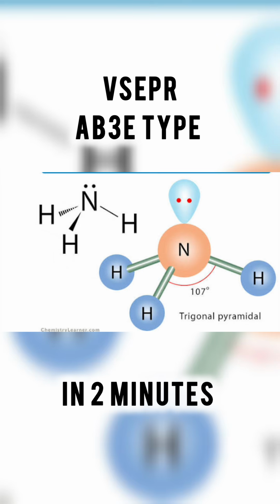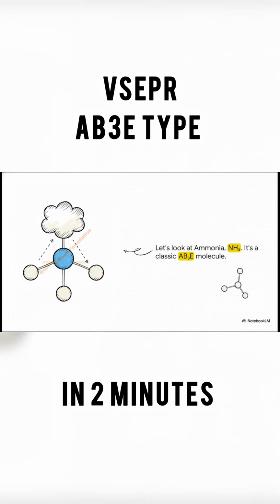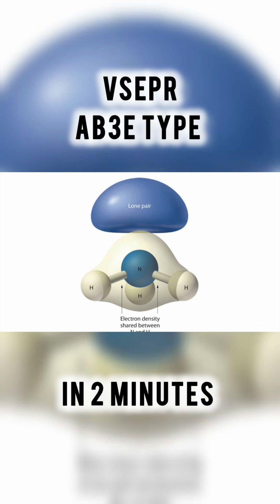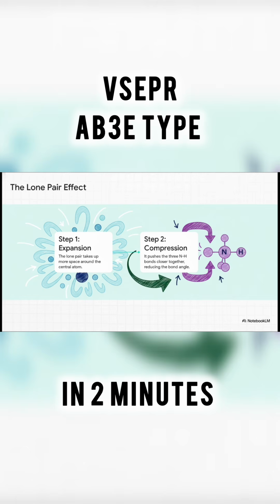Let's look at a real-world example, ammonia. It's your textbook AB3E molecule. Think of that lone pair as an invisible bully shoving all the other bonds around. It's a simple cause and effect. The lone pair hogs space and squeezes the other bonds together.